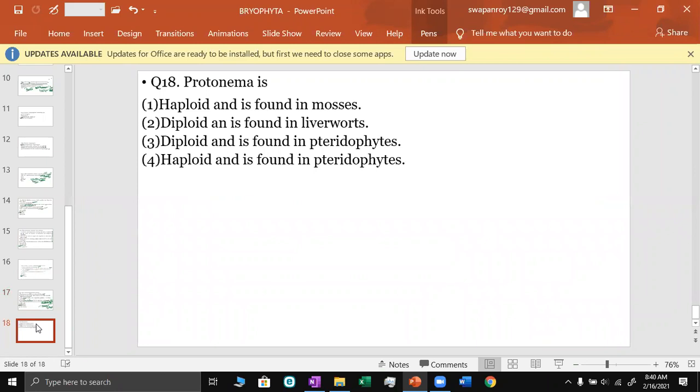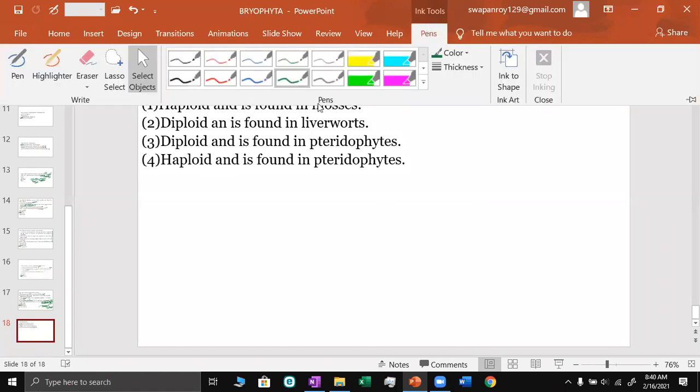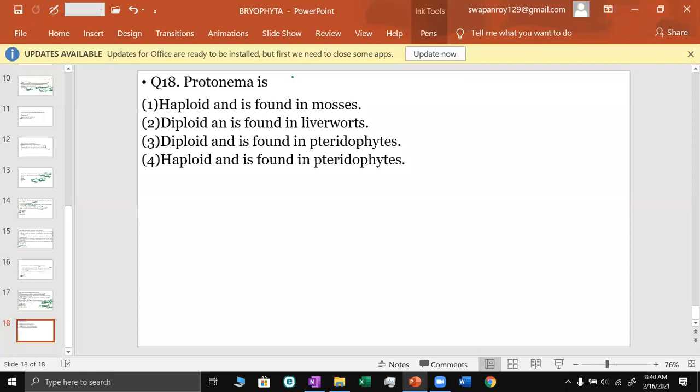Now the last question. Protonema is: haploid and found in mosses, diploid and found in liverwort, diploid and found in pteridophyte, haploid and found in pteridophyte. Option 1, sir. Option 1, protonema is haploid because it is produced from a haploid spore and it is found in mosses.